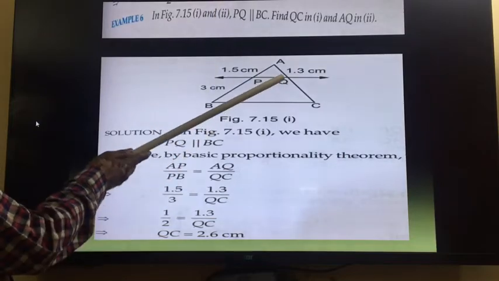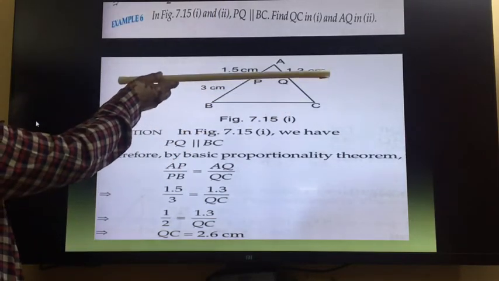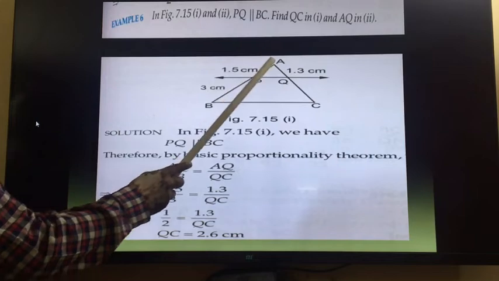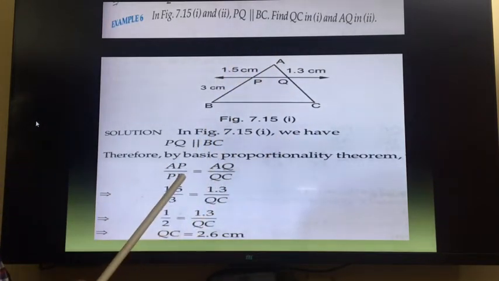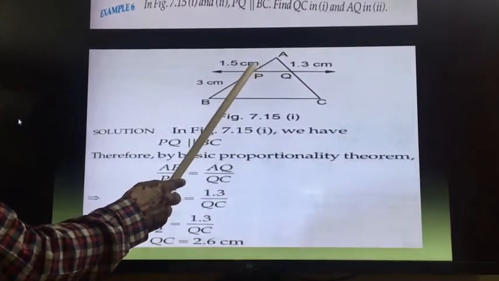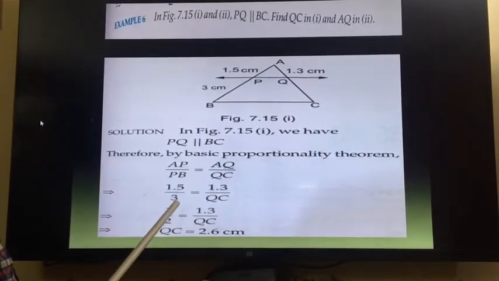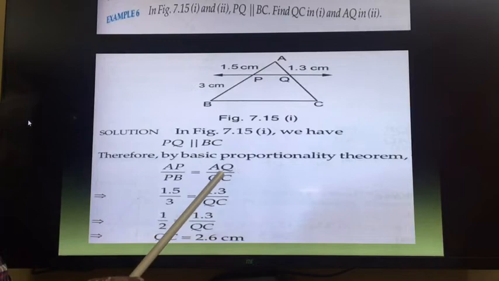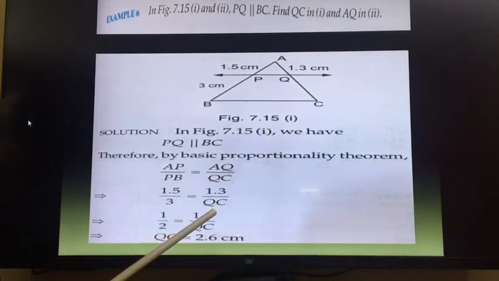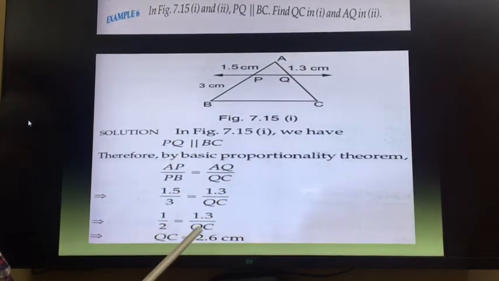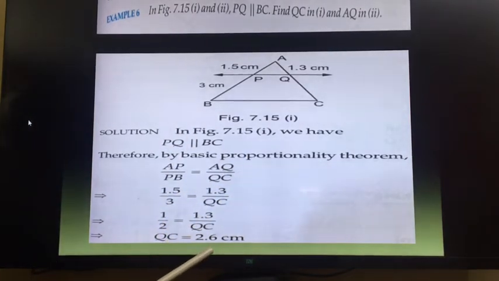This is also based on the BPT theorem. Here PQ line is parallel to BC, so we can write AP upon PB is equal to AQ upon QC, and you can put the value: AP 1.5 upon PB 3, AQ 1.3, and QC, that is unknown. Do the cross multiplication, and after this you will get QC is equal to 2.6 centimeter. So it is also based on BPT theorem.